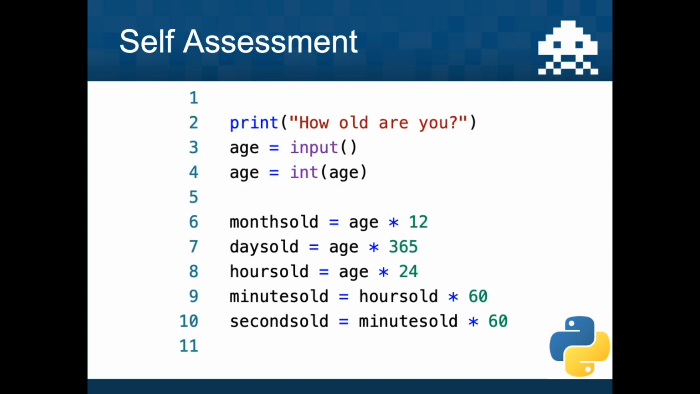So you're going to want some code like this. We've got our print, how old are you, age equals input, and I've then converted age to an integer. I've then done 5 calculations: months old, days old, hours old, minutes old, and seconds old, by timesing by 12, 365, 24, 60, and 60. I know that there are 60 minutes in an hour, so I times by 60. I know there are 60 seconds in a minute, so again I times by 60. Hopefully you've got some code like that.